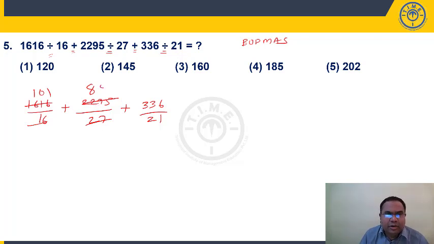Then 135, 27 5 times. 21 ones 21, 126, 21 6. Now if you add these, 216 plus 5 plus 6, 202 is my answer. Otherwise you see here 5 plus 1, 6 plus 6, last digit should be 2. There is only one number with last digit as 2. That should be your answer, or you add, you will get 202, right? So fifth question, answer choice is 5.